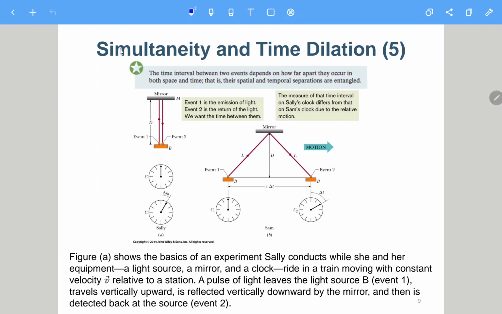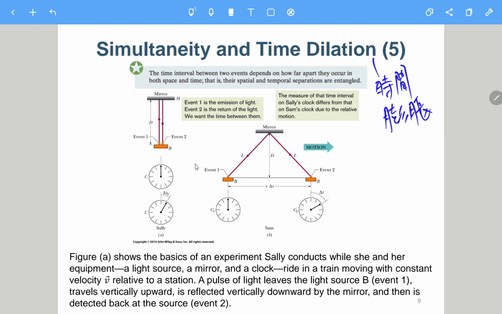Okay, so this is simultaneity, and then we talk about time dilation, 时间膨胀. Here you can see the time interval between two events depends on how far apart they occur, both in space and time, that is, their spatial and temporal separation. 空间跟时间的分隔 are entangled.